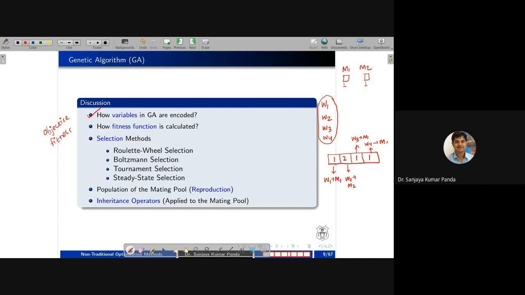For example, this is one of the solutions. I can say solution 1. Similarly, another solution may be 2, 1, 2, 2. It is also another solution. Another solution may be 1, 1, 1 and 1.